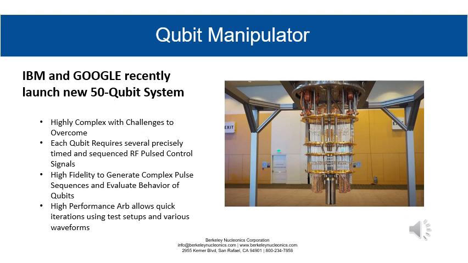Researchers need very precise signal sources with high fidelity to generate complex pulse sequences and accordingly evaluate the behavior of the qubits. Using a high-performance arbitrary waveform generator is the right choice to save time and allow research to iterate quickly through automated test setups and different waveforms. For this application, our model 685 is well suited by offering the world's fastest 16-bit performance.